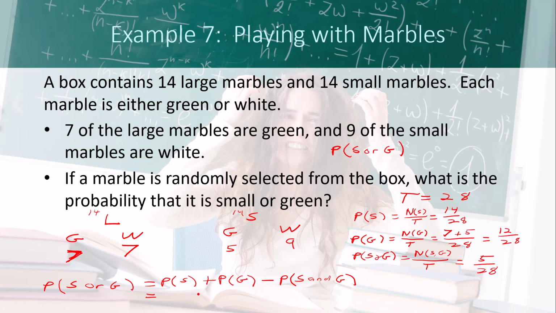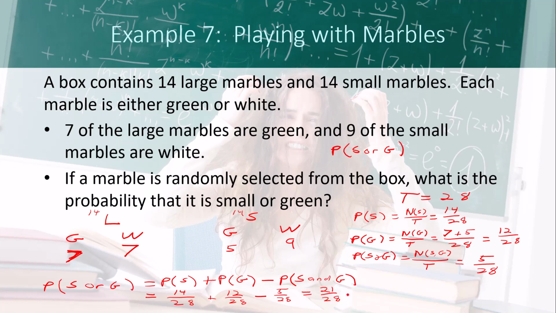The probability of small is 14 over 28. The probability of green is 12 over 28. And minus the probability of small and green, which is 5 over 28. 14 plus 12 is 26, minus 5 is 21. This is equal to 21 over 28.